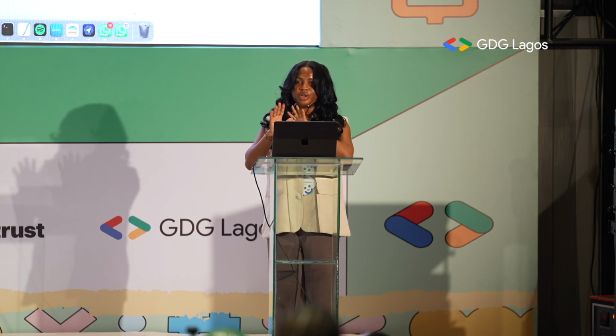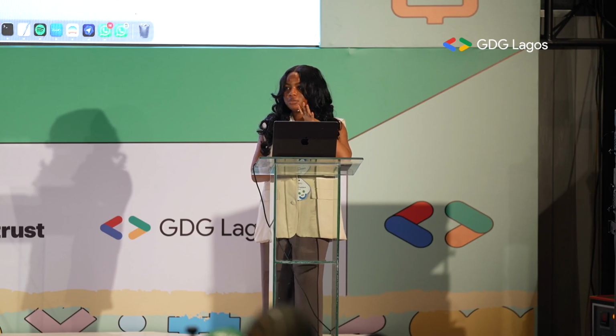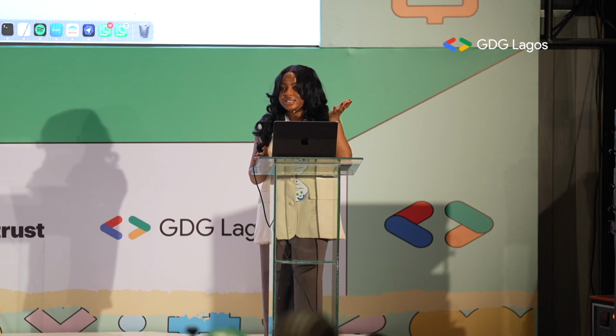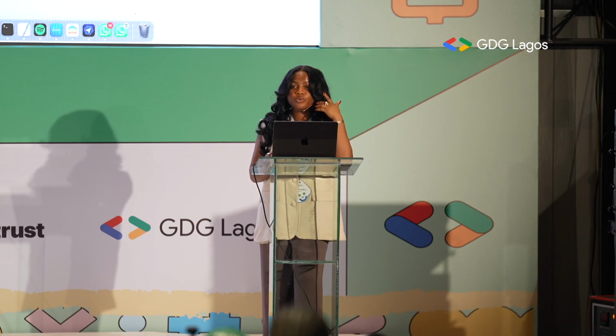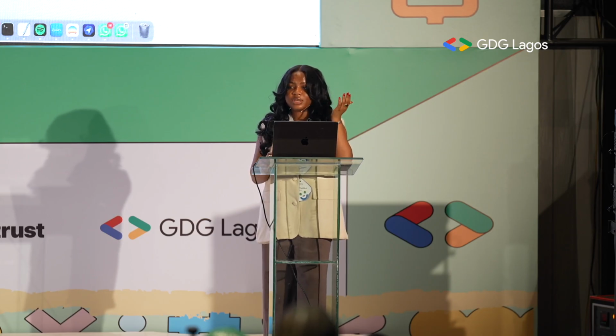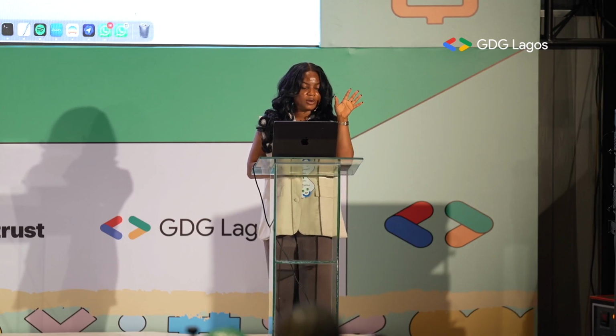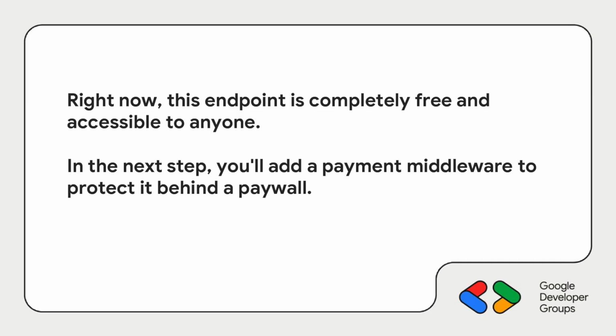Now, after going through the first step and the second step, anyone will be able to access your prompts, right? And we want to monetize it. The essence of this is to use X402 so no one would be able to access it without paying. By now, you should already have your MetaMask installed and all, right? Like I said here, right now the endpoint is completely free and accessible to anyone. And so the next step is to add the middleware to protect it behind a paywall.